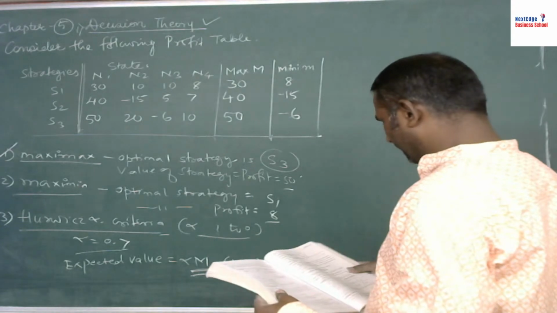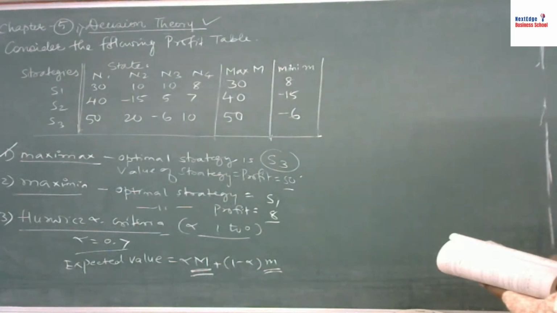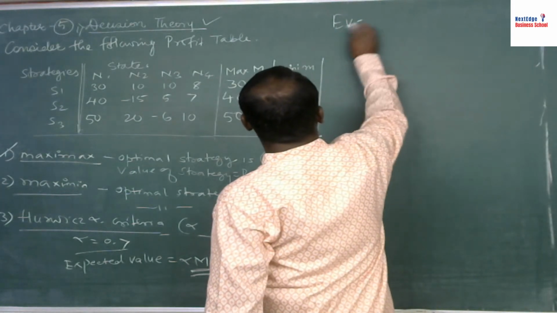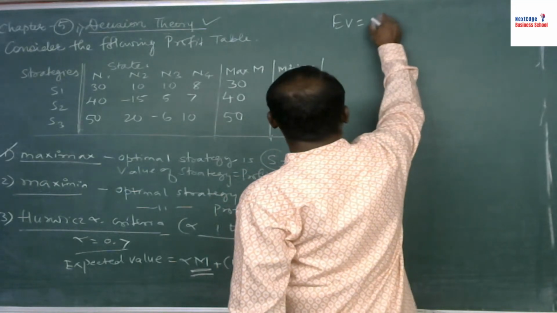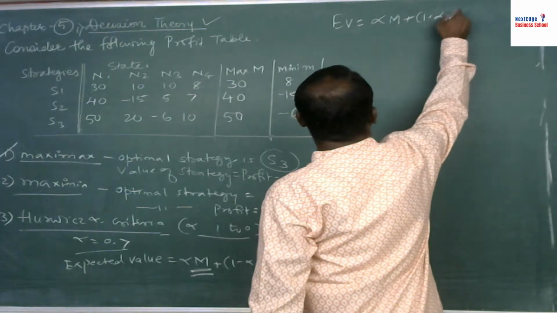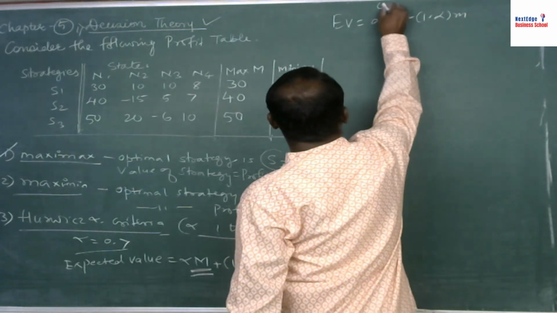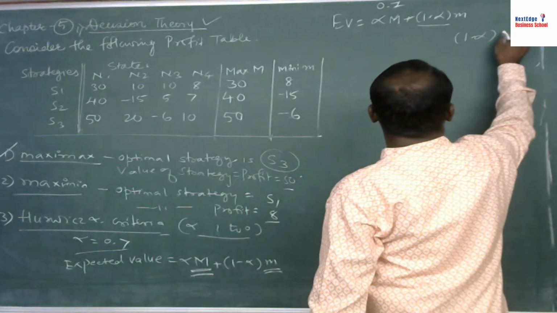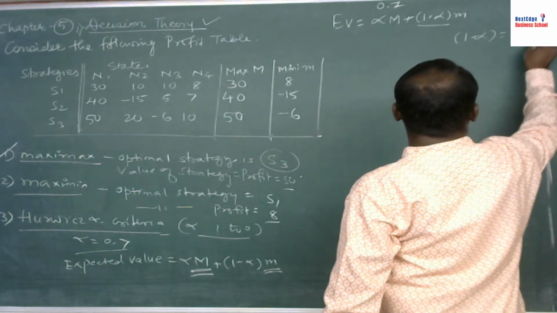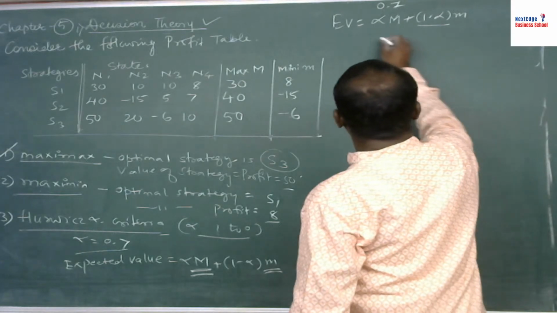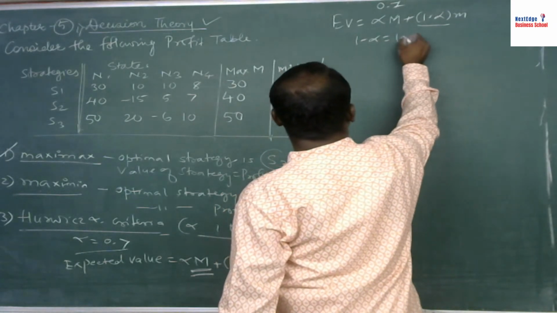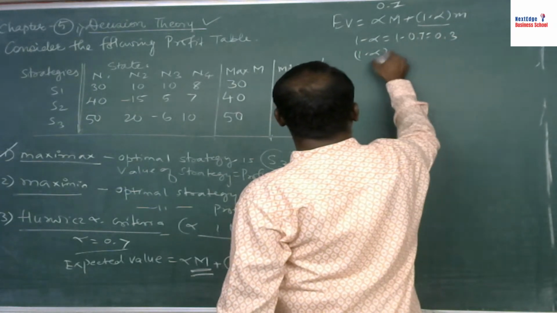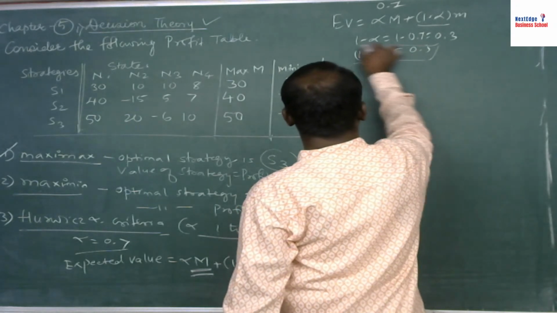So expected value looks like this. You have to do it for all S1, S2 and S3, right? So let us say the expected value formula is: expected value is equal to alpha into capital M plus 1 minus alpha into small m, right? Alpha value is 0.7, so I can calculate the value of 1 minus alpha. So 1 minus alpha is equal to 1 minus 0.7, and that is equal to 0.3. So the value of 1 minus alpha is 0.3, which I can directly put into the given equation.